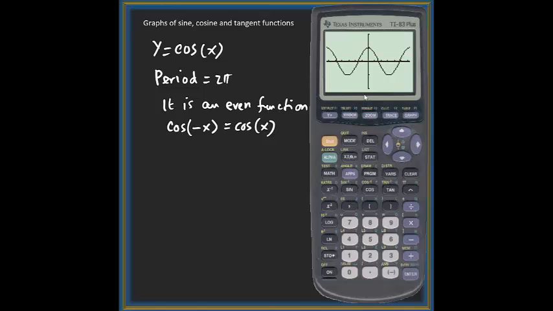So we have verified all of this. Just remember, cosine of negative x is cosine x, so it is an even function. And the period is 2 pi. Now we'll look at tangent graph.